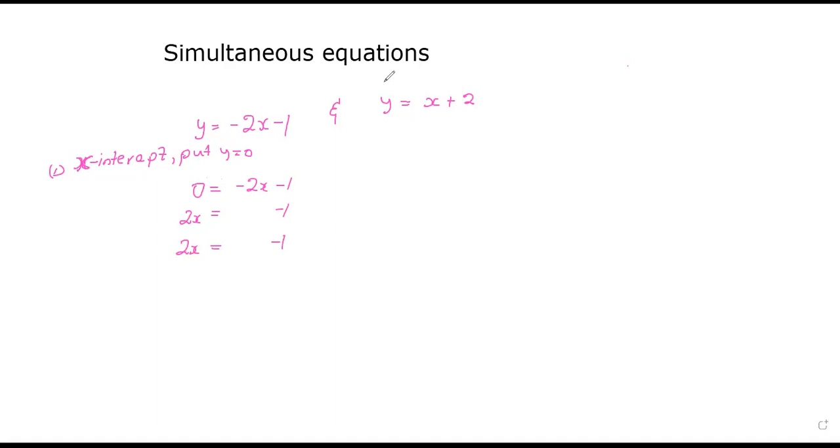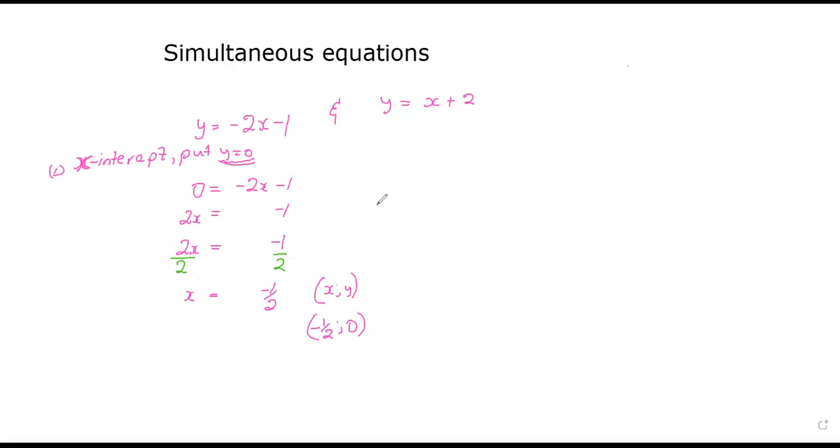Now, we're looking for x, not 2x. So we divide right through by the 2, and x will equal negative half. Expressing that in x and y coordinates will be negative half, 0. We said y is 0 up here.